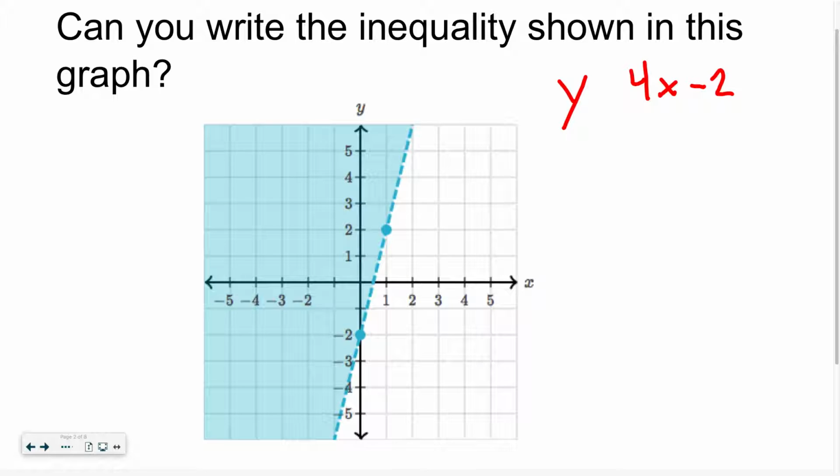So what does that mean? It's less than or greater than. So it's going to be either this symbol or this symbol, either less than or greater than. How do we find that? How can we figure out which one we're going to use?